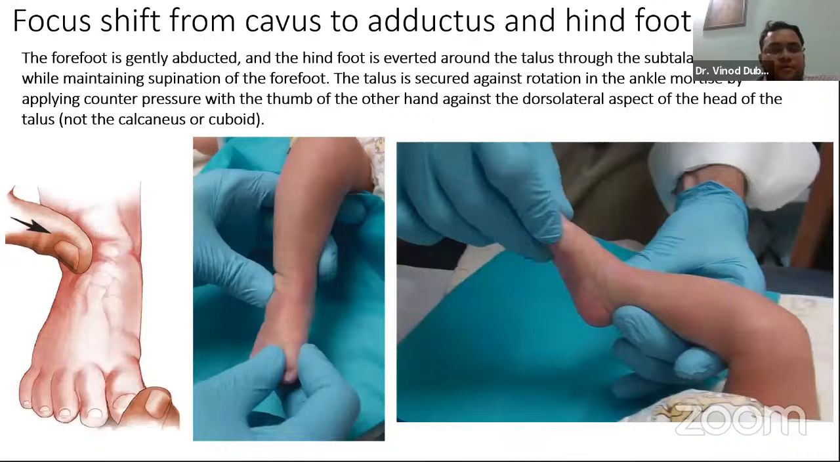And then from the cavus, the focus shifts to the adductus and the hind foot varus. The adductus and the hind foot varus correct simultaneously. So you put pressure on the head of the talus and you abduct by holding the forefoot gradually, without holding the heel. If you see, the left thumb and fingers are not holding the heel. They are holding the posterior part of the distal leg, the calf muscles. They're not holding the heel, which allows the calcaneum and the talus to correct from varus to normal or to valgus. And in this way we apply 2 or 3 casts.